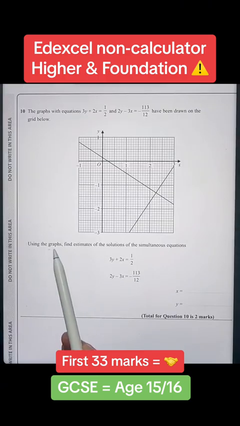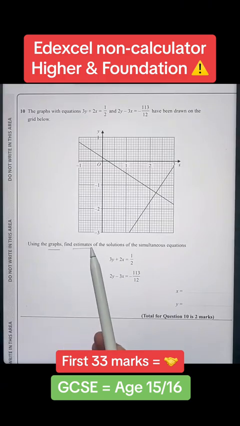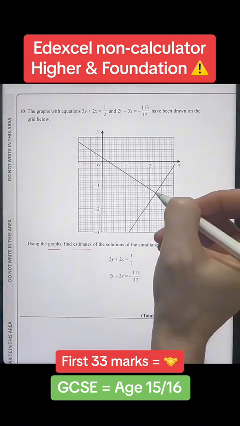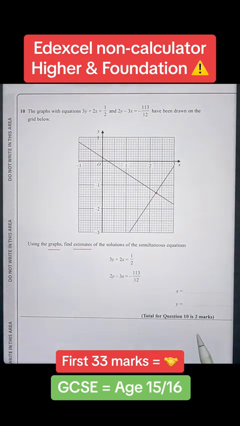Question 10. Using the graphs, find estimates of the solutions of the simultaneous equations 3y plus 2x equals a half and 2y minus 3x equals negative 113 over 12. As we're using the graphs, we're using no algebra, hence why they're estimates. We should know the solution for 2 simultaneous equations, as they're both lines, is the point where the 2 lines intersect. As these are our 2 lines, we consider this point here where they intersect. Hence, x is equal to 2.3 and y is equal to negative 1.3.